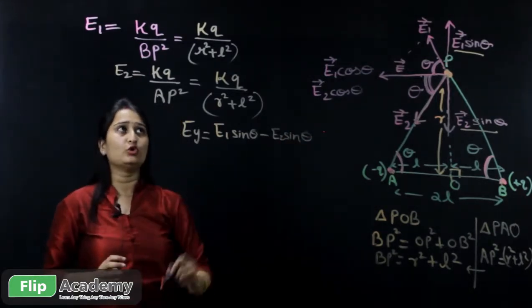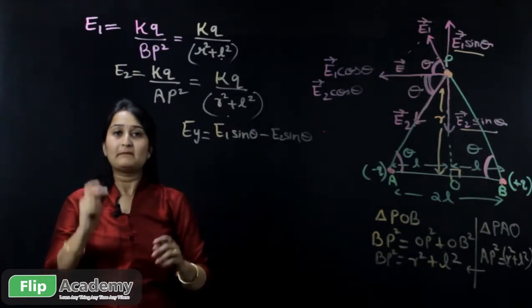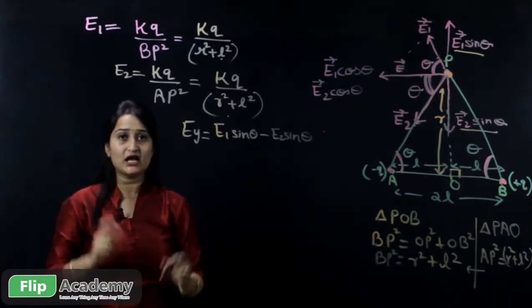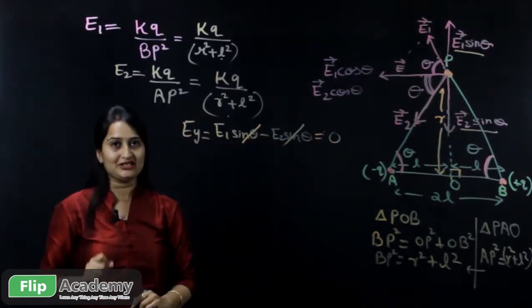Now, look at the value. E1 and E2 both have the same value and it is multiplied by the same coefficient, that is sin theta. So, in this condition, they get cancelled out and you will get EY, that is 0.